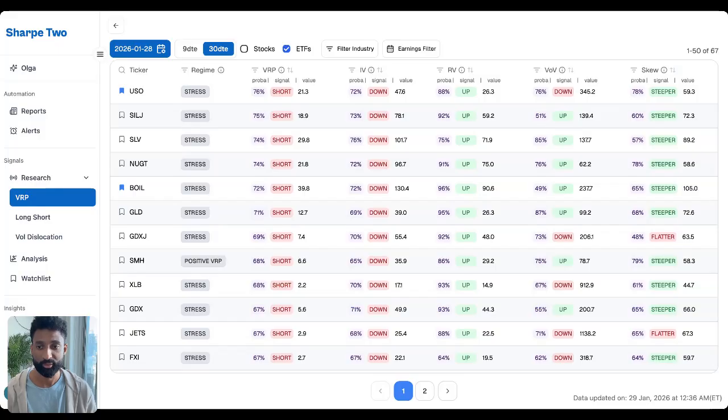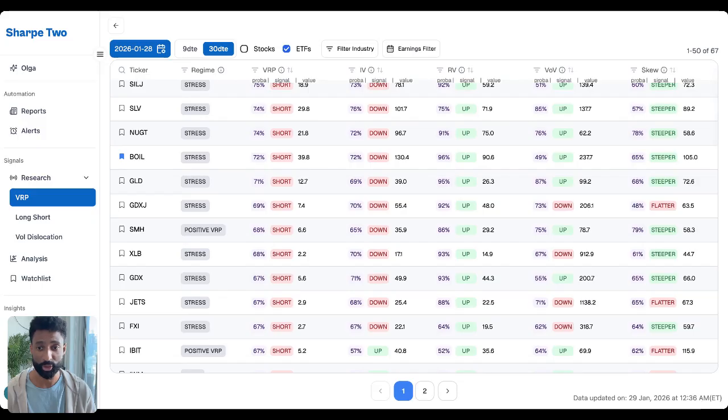When you land onto the platform, the research section does most of the heavy lifting for you. In the VRP section, for instance, our ML models are scoring variance harvesting opportunities that deserve your attention. So for instance, SMH or XLB at the moment, if you're trying to stay away from the precious metal sector that is a little bit crazy at the moment, those seem to be great opportunities to consider. But that is not all.